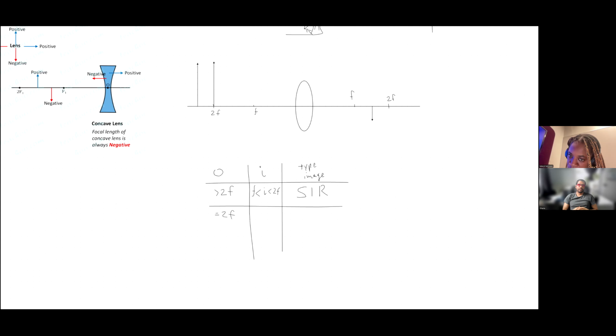Because I is still in between F and 2F, right? You tell me. Yeah. So I also think it's smaller.